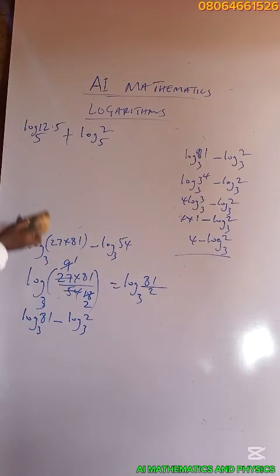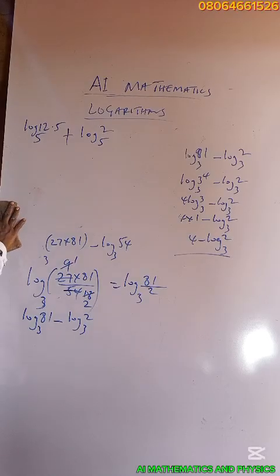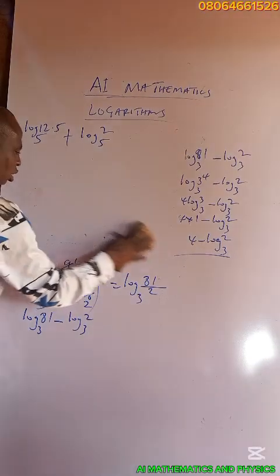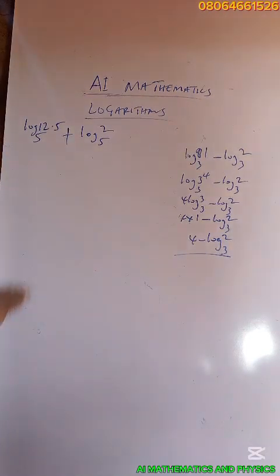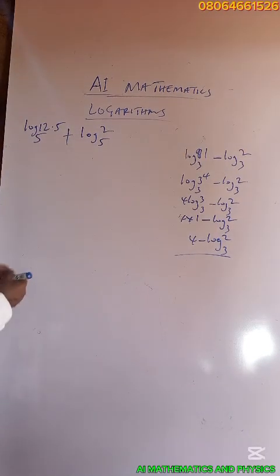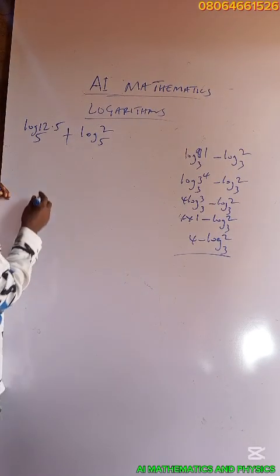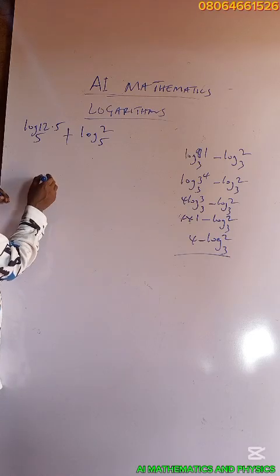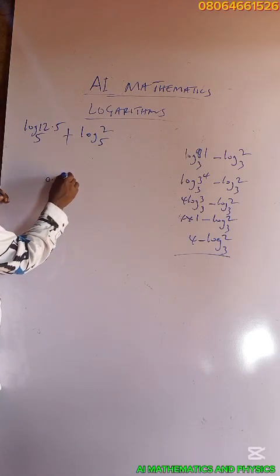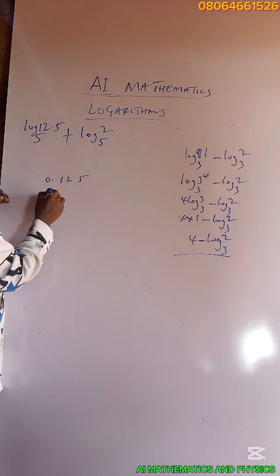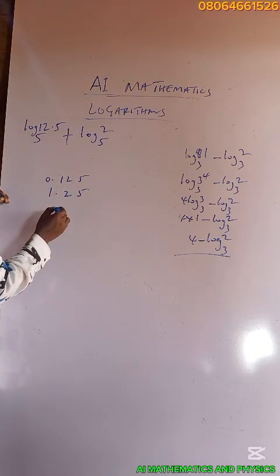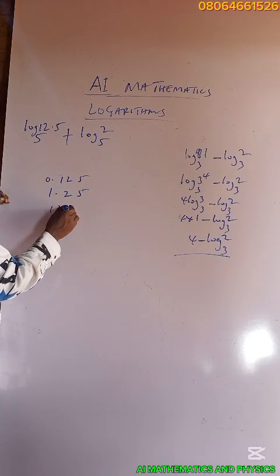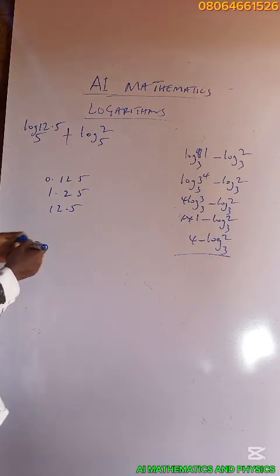It is advisable that when you see a question that has to do with decimal point, change it to fraction. Change the decimal point to fraction. And how do we change it to fraction? Let's say we have 12.5.